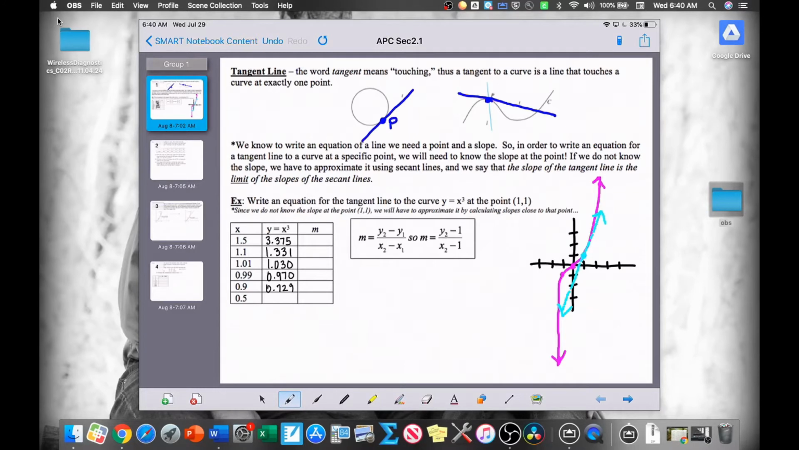And I'm going to cube 0.5, which is 0.125. All right, so now we need to find the slopes. Basically, what we're doing here is always finding the slope between a given point and the point (1, 1). So I have that right here in the box.